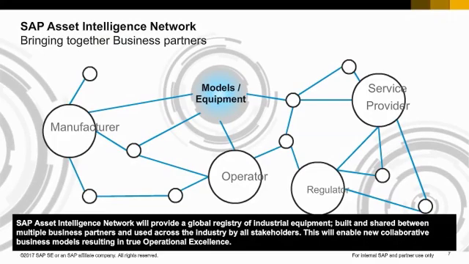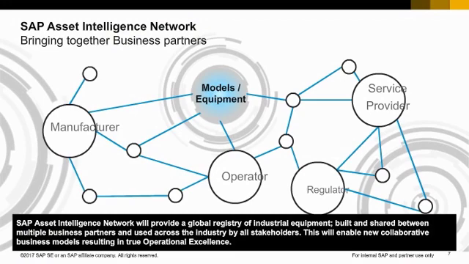So the idea of Asset Intelligence Network is a global registry of industrial equipment built and shared between multiple parties, used across the industry by all stakeholders. The shared information can be of any kind. Operators of that equipment can then use that information internally. They can replicate the information to their ERP systems, and they can also collaborate with each other.